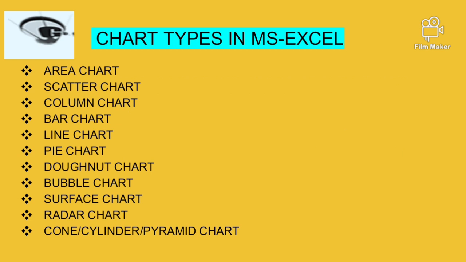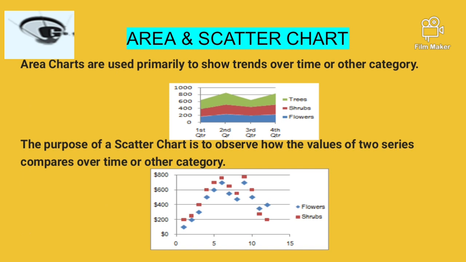Chart types in Excel are categorized into the following categories: areas, scatter, column, bar, line, pie chart, donut chart, bubble, surface chart, radar chart, cone, cylinder, and pyramid chart as well. So, one by one, we'll be discussing these charts. The first type of chart is the area chart.